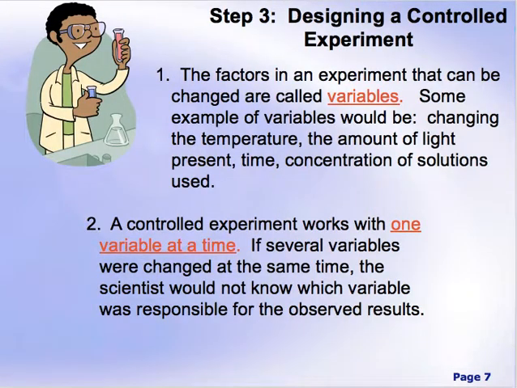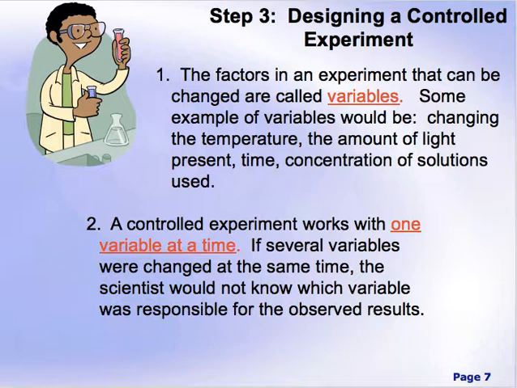And then we're going into step 3. And this is where it gets a little more difficult. I would say that variables come into play, and we'll go over this a little bit more in another video. But let's talk about a controlled experiment. The factors in an experiment that can be changed are called variables. And so let's say going back to the temperature and the heart rate on that last slide, well, those are things that can be changed and can be recorded. Some examples of variables would be changing the temperature, the amount of light present, time, concentration of solutions used. Remember, it is all testable, so we're able to measure it, we can record it, observe it.